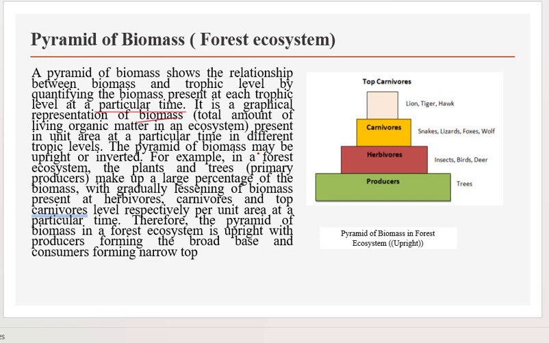For example, in a forest ecosystem, the plants and the trees, they are primary producers. Here you can say the plants are in a higher number. So the trophic level which is at the base, if the plants are at the base, then they are upright. Similarly, if producers are trees, then the pyramid will be upright.